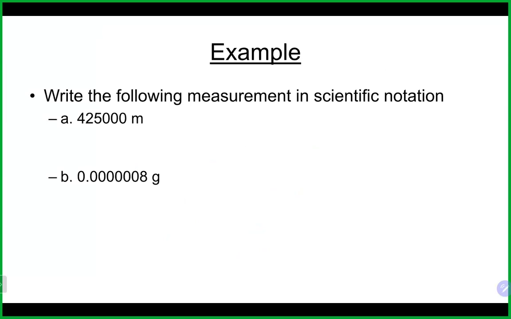All right. So same idea here. We'll go from the end here. 1, 2, 3, 4, 5. 4.25 times 10 to the fifth meters. And here we'll need to go 1, 2, 3, 4, 5, 6, and 7. Gives us 8 times 10 to the minus 7 grams in this case.